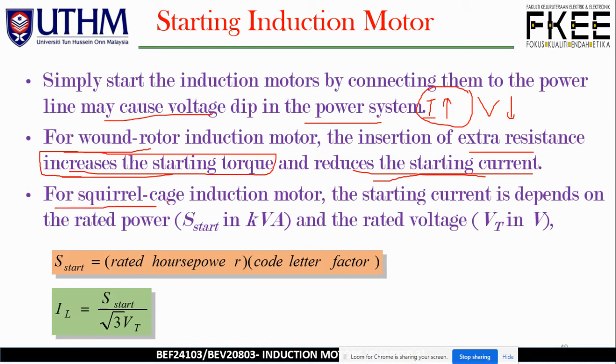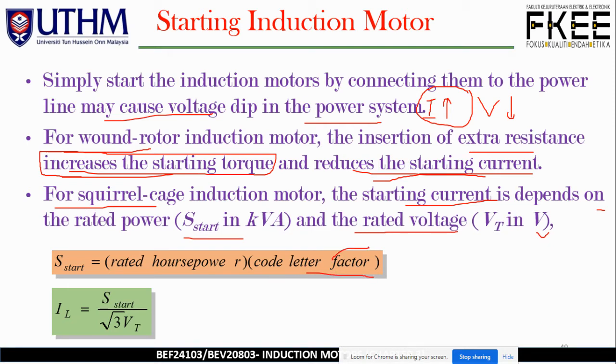So what about the squirrel cage induction motor? The starting current depends on the rated power S start in kVA, which is actually the apparent power, and the rated voltage Vt, the terminal voltage in volt. So the rated power S start, the apparent power, is equal to the rated horsepower multiplied by the code letter factor.